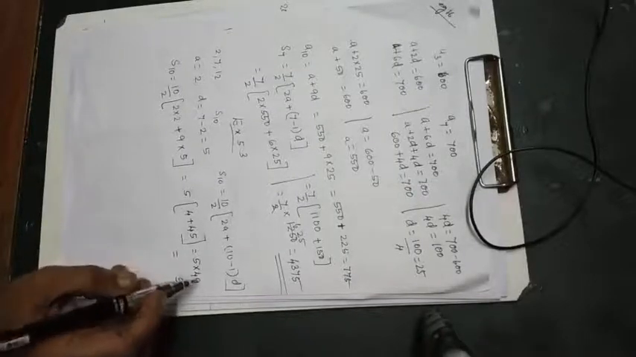So 45 plus 4, that is 49, 5 into 49, okay, 9 5s are 45, then so 245 you will get, first one.